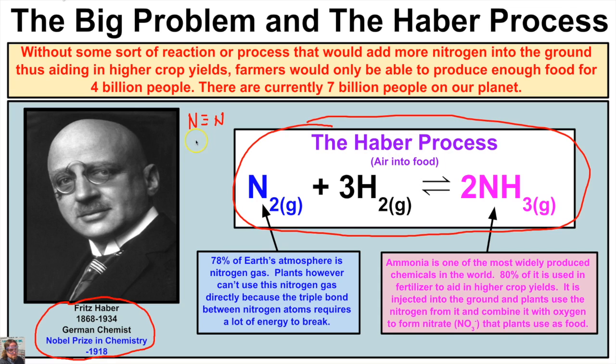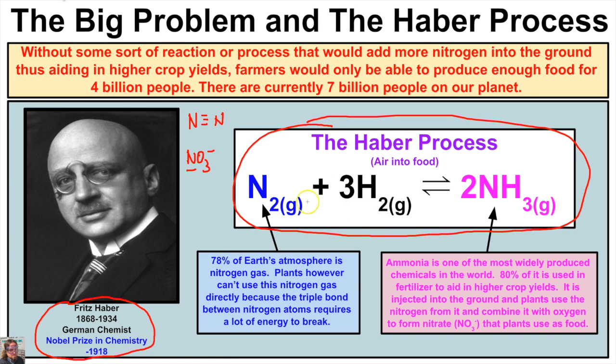However, if this nitrogen is in the dirt in the form of nitrate, well then those plants can use this nitrogen to aid in their growth and eventually to produce crops that we can then eat. So the issue that Haber found was that we had to increase the amount of nitrogen that is in the soil in order for those plants to grow and produce crops that we can then eat.